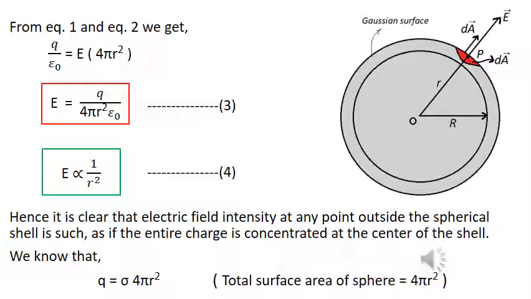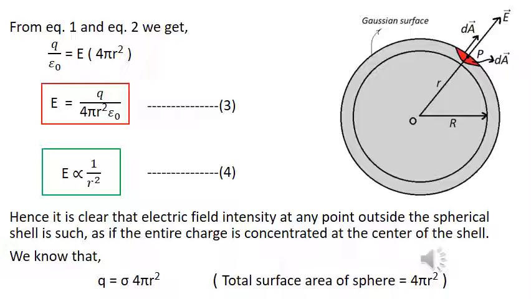Here from equation number 3, we can observe that electric field is inversely proportional to r square. Hence it is clear that the electric field intensity at any point outside the spherical shell is in such a way that the entire charge is concentrated at the center of the shell, not on the surface of the shell.